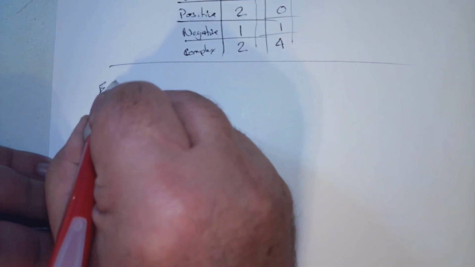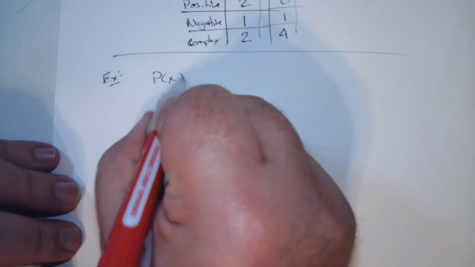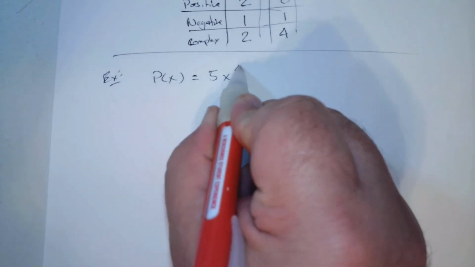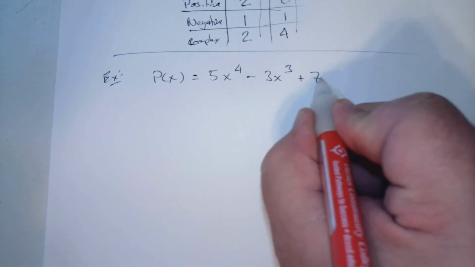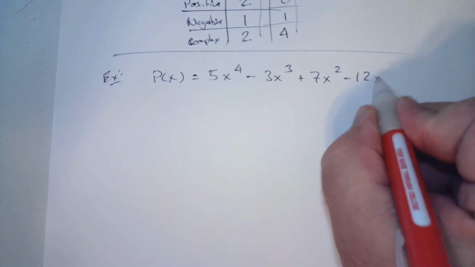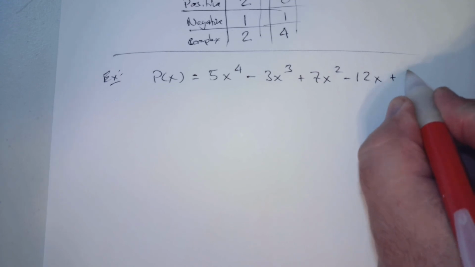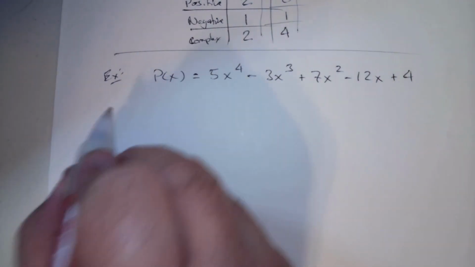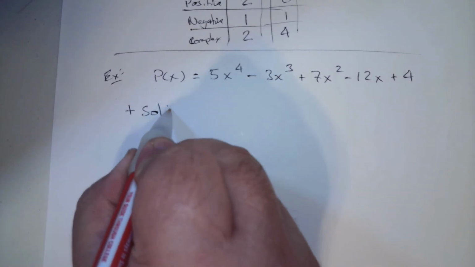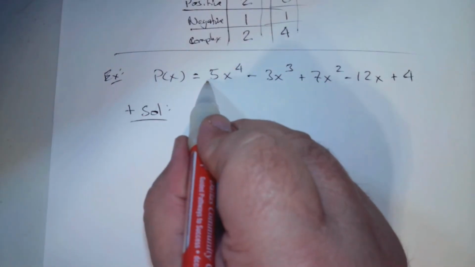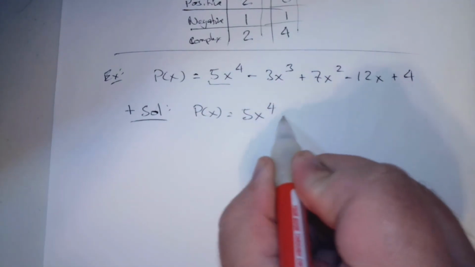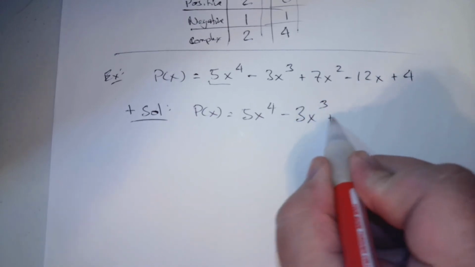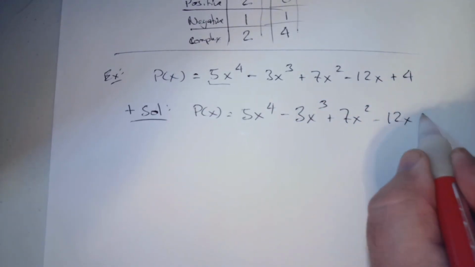Let's take another example. P of x equals 5x to the 4th minus 3x cubed plus 7x squared minus 12x plus 4. Let's look for positive solutions. So we have, I'll rewrite it. 5x to the 4th, minus 3x cubed, plus 7x squared, minus 12x plus 4.